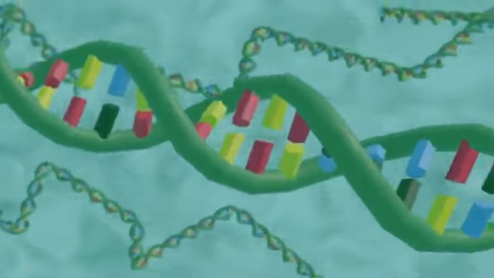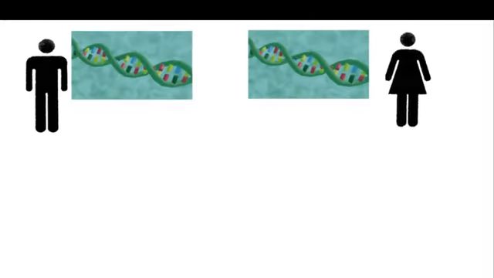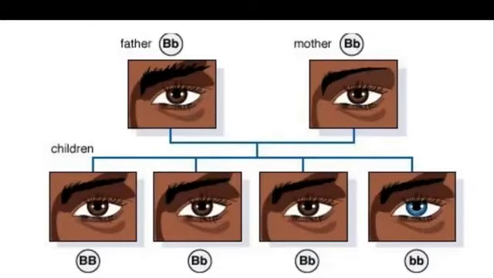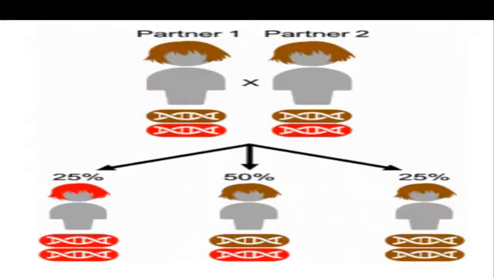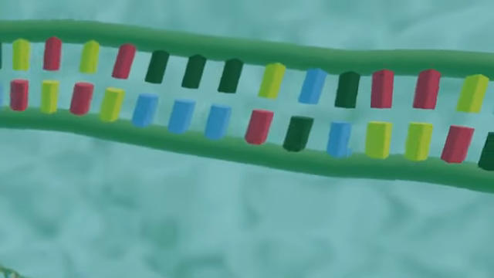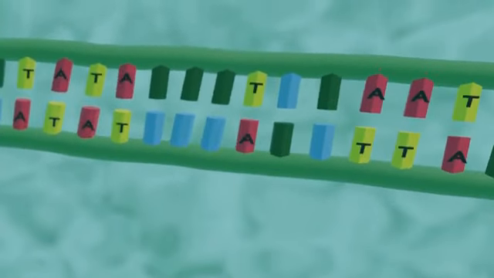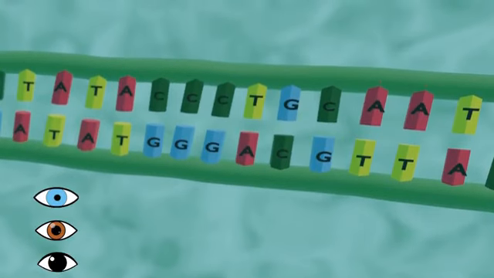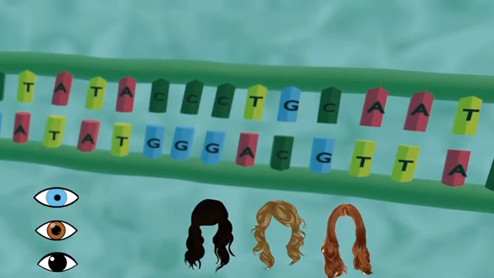DNA is the genetic material of all organisms. When DNA is transmitted from parent to children, it can determine some of the children's characteristics, such as their eye color or hair color. How does the sequence of nucleotides adenine, thymine, cytosine, and guanine in the DNA molecule determine the color of their eyes, hair and other features?